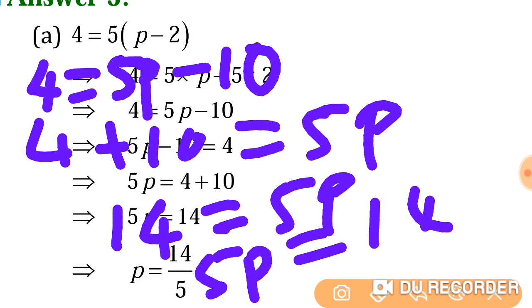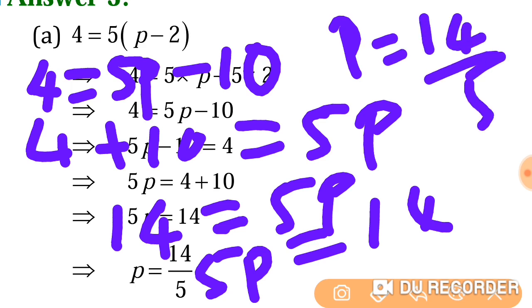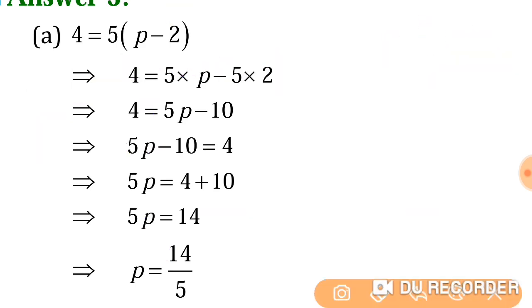See, 5 rupees for 1 apple is also the same. For 1 apple 5 rupees, both meanings are the same. It is also like that. So I don't want the 5 here, I need only p, so p is equal to 14 divided by 5. So here we have written the answers. Okay, I hope you understand.